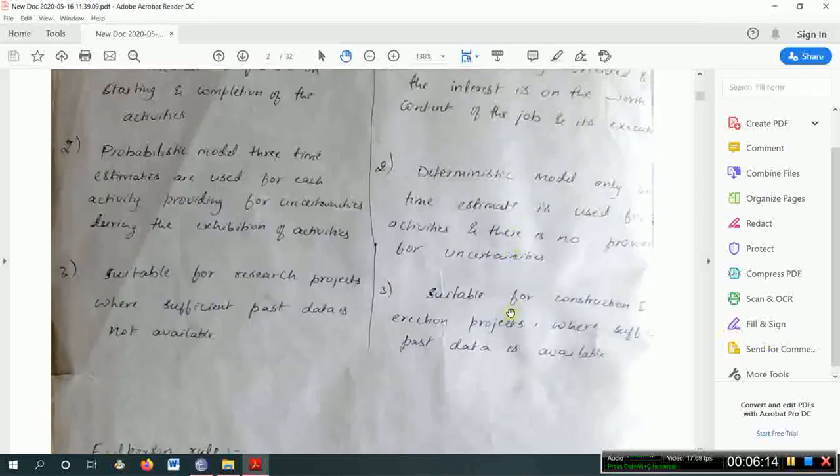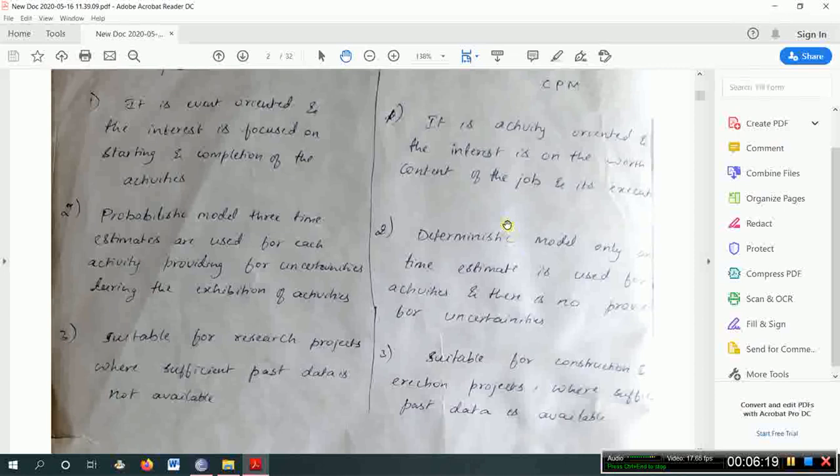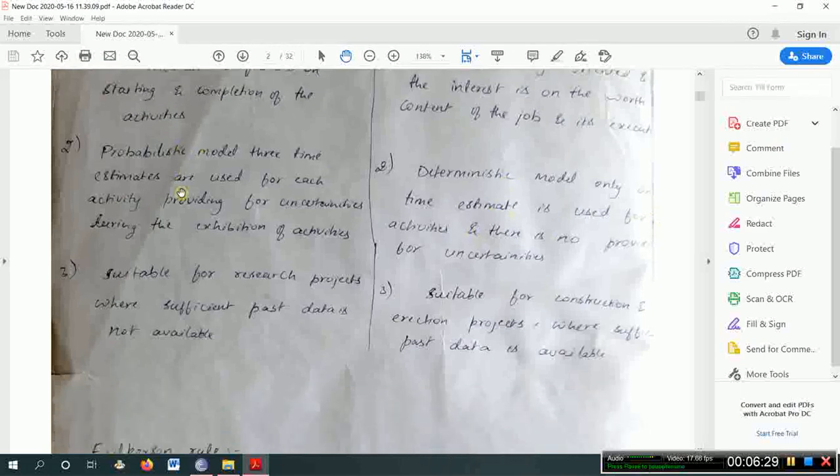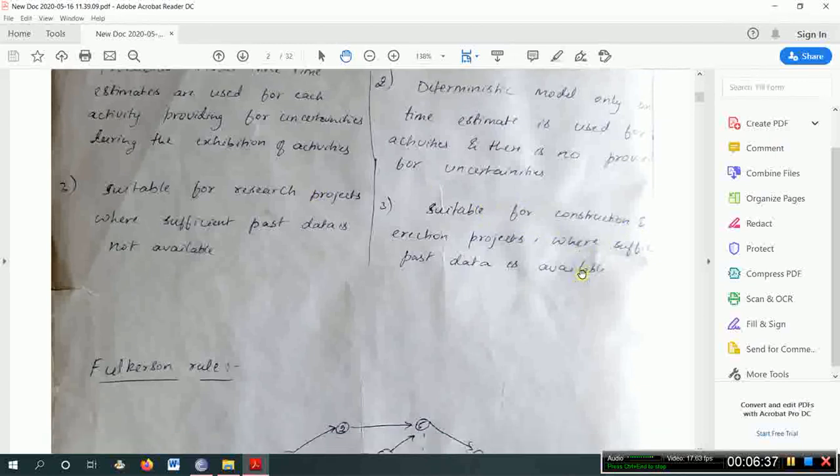And CPM is a deterministic model. Here there is no probability model. Whatever answer comes, that time estimate will be given to the customer: at this time only we can complete the project. This is called a deterministic model, and PERT is a probabilistic model. PERT is suitable for research projects, and CPM is suitable for construction projects.